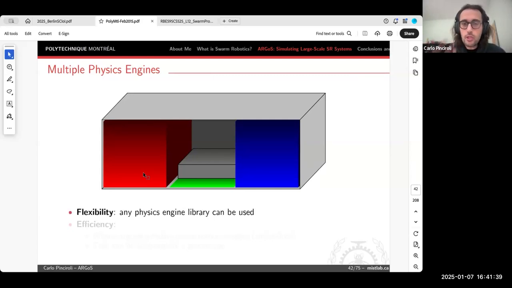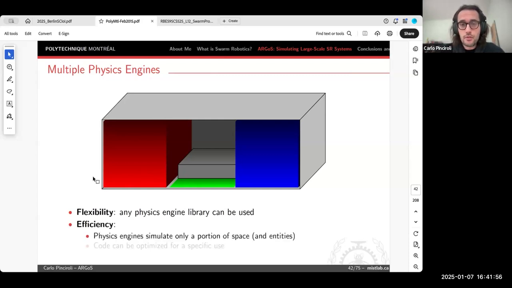So we can use any kind of physics engine library that you want. There's a bunch of them that are all very similar. Right now, all the rage is having differential physics engines, to do soft contacts and stuff like that. You can do that in Argos if you want. And then it's very efficient.